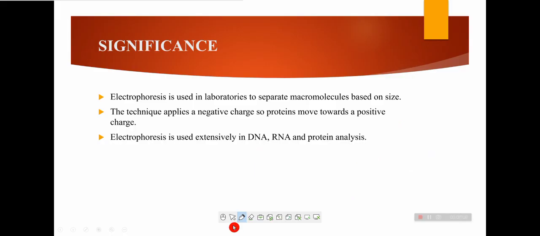Now what is the significance of electrophoresis? Electrophoresis is generally used for the separation of macromolecules based on their size. This technique applies a negative charge, so protein moves towards a positive charge. It is used extensively for the separation or analysis of DNA, RNA and protein.